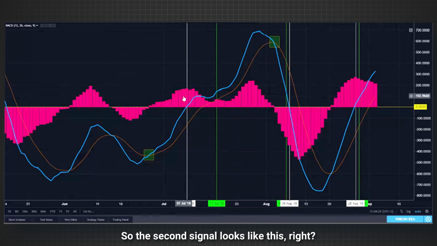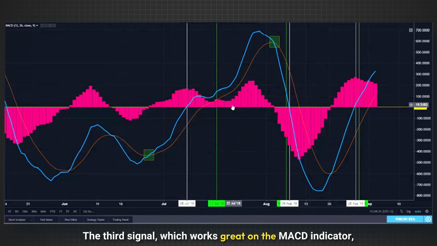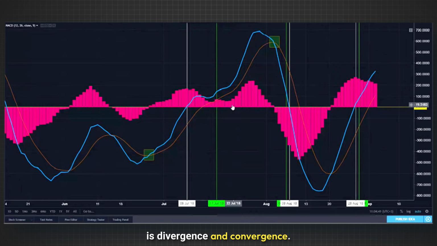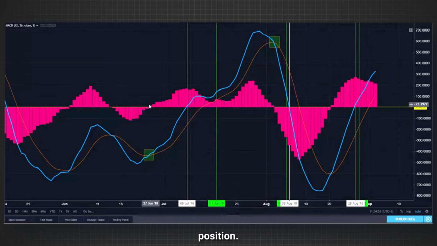So the second signal looks like this, right? Remember the crossing of the MACD line with its moving average. The third signal, which works great on the MACD indicator, is divergence and convergence. Right away, I show an example of where they were. For example, they were right here. This is a great divergence, which gives us a signal to open a short position.